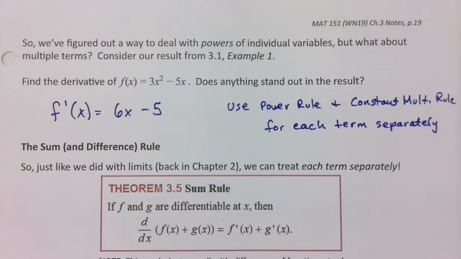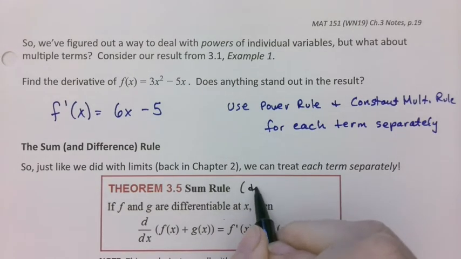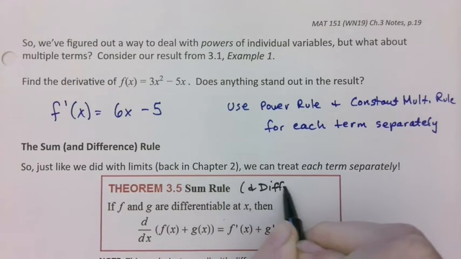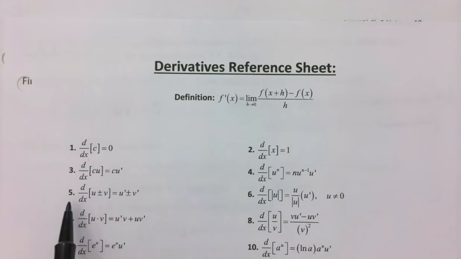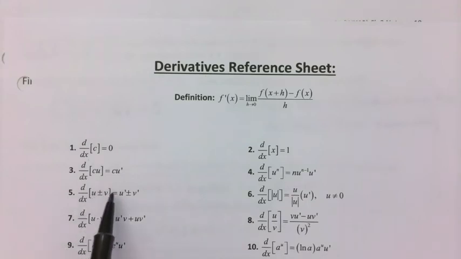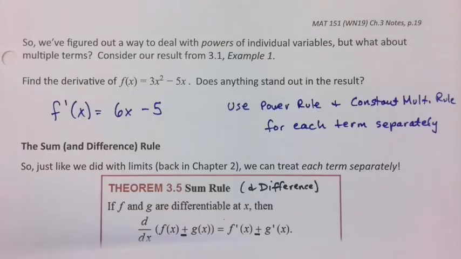So I know it says sum rule, but I should also say difference because it works for subtraction just as easily as it works for addition. So it could work for plus or minus, which makes it, on our sheet, rule number 5. U is f of x, v is g of x, and so therefore the derivative is the derivative of the first one plus or minus the derivative of the second one. It's right there. So it's rule number 5, but we're using u's and v's, which is actually more useful in the long term than f and g, but there you have it.